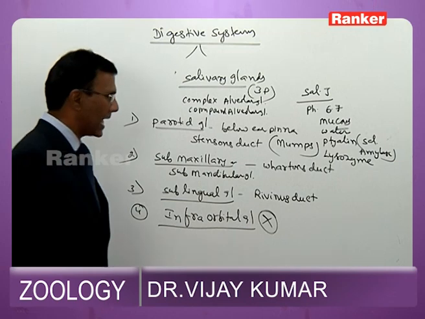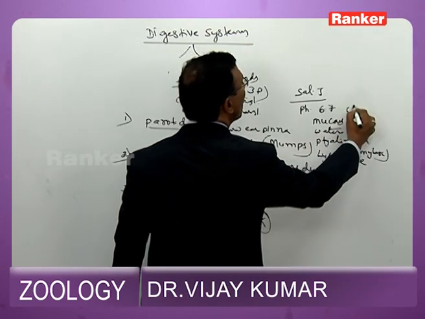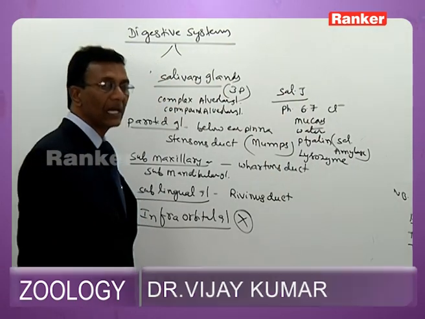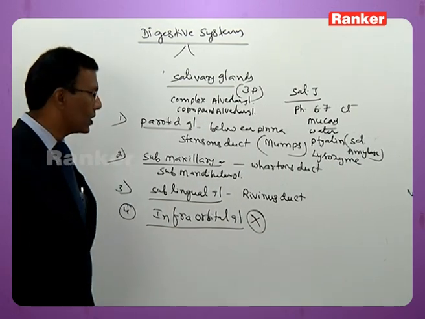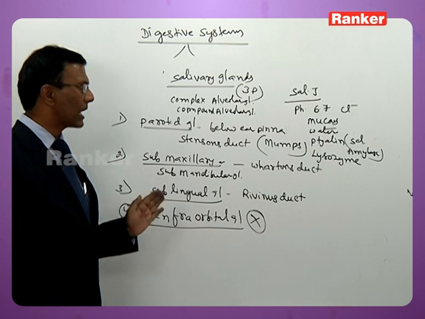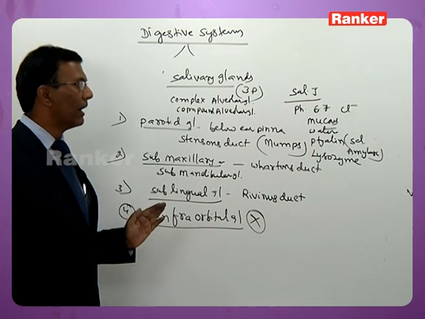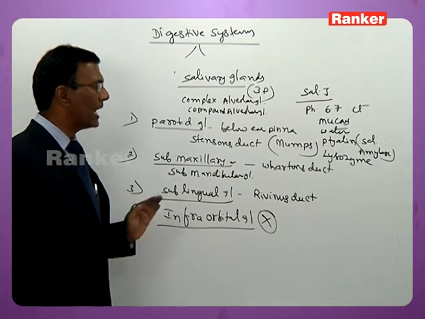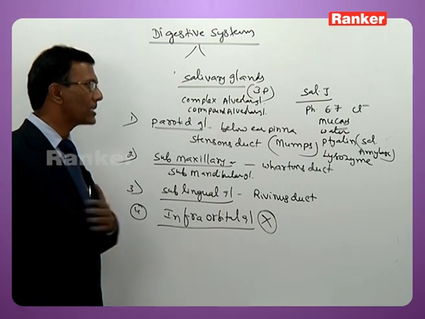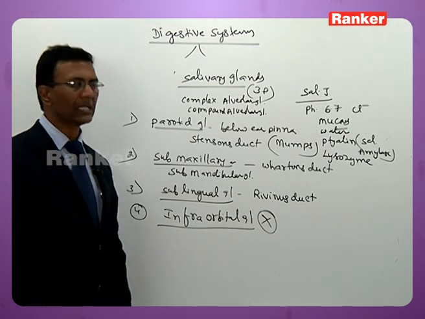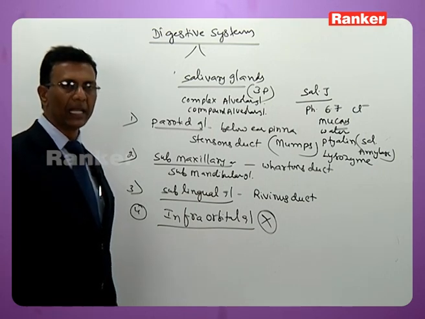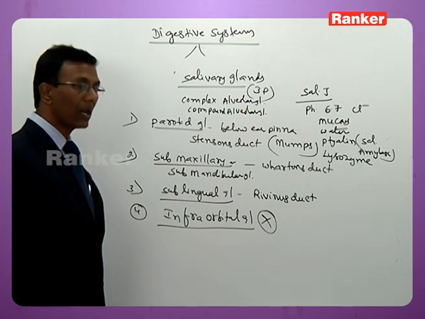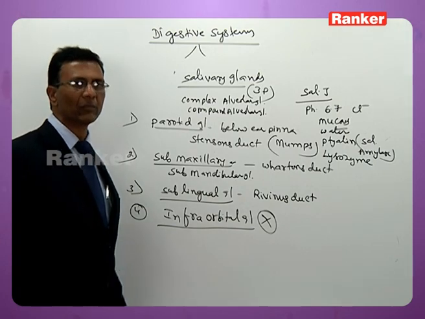Besides all this, it has an abundant number of Cl minus ions. Chloride ions are present in abundance in salivary juice. So you must remember all these points: salivary juice pH is 6.7, with the composition of mucus, water, ptyalin and lysozyme. Ptyalin is also called salivary amylase, with a large number of chloride ions. So that's all about the salivary glands of the human body.